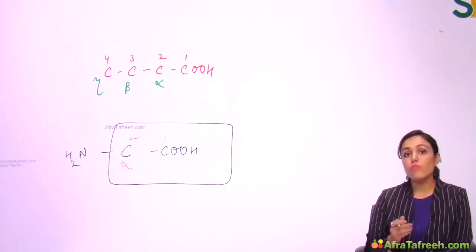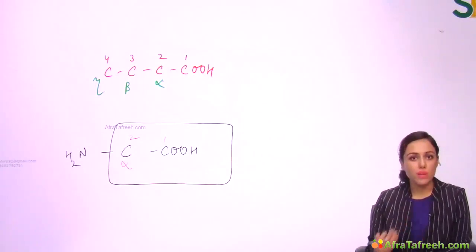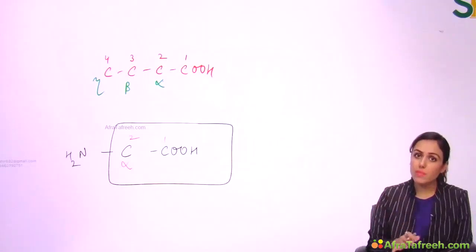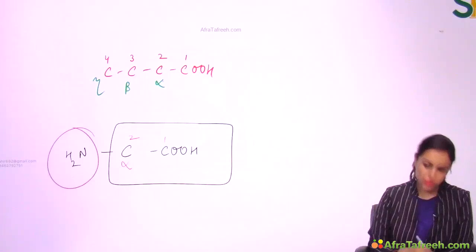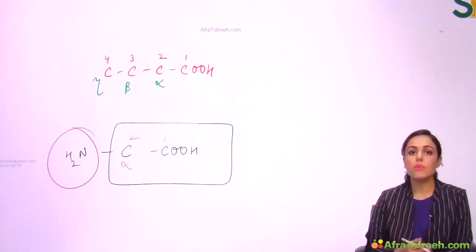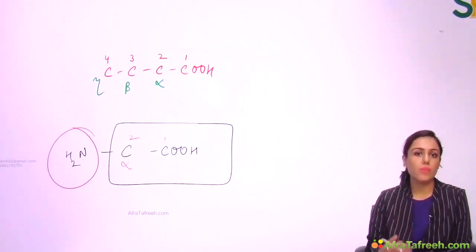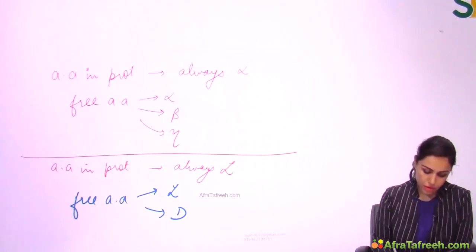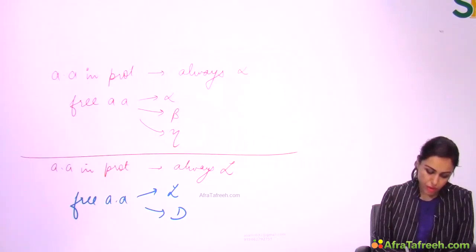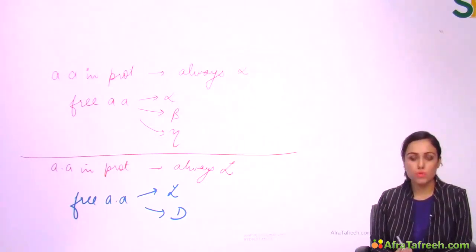Now, out of the total 2 carbons in this amino acid, which carbon has amino group? C2, or alpha carbon, has amino group. So, alpha carbon has amino group. That's why amino acids are called alpha amino acids, right? Now, amino acid in protein is always alpha. But free amino acid can be alpha also, can be beta also, can be gamma also, right?